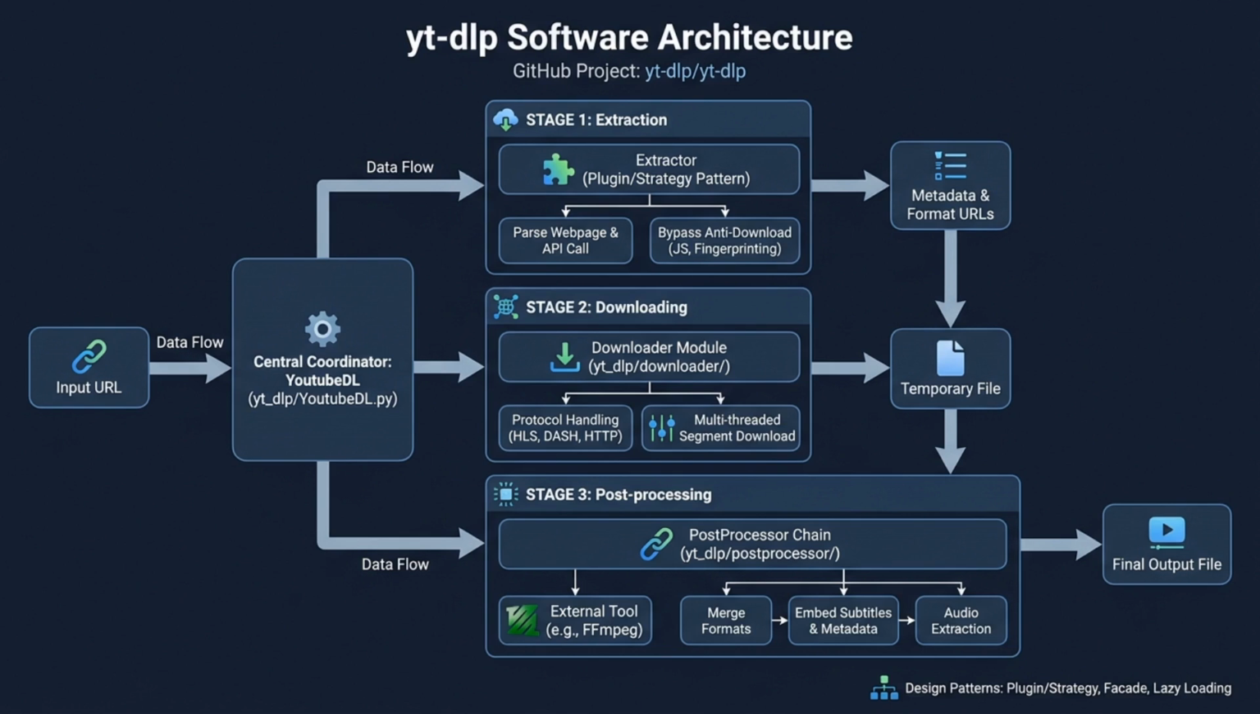Under the hood, the architecture of yt-dlp is a masterclass in modular design. It all works like a pipeline. First, an extractor module reverse engineers a website to find the actual media URLs. Next, a downloader module grabs the files. And finally, a post-processor chain handles tasks like merging separate video and audio streams. This design is particularly brilliant at getting around anti-downloading measures.